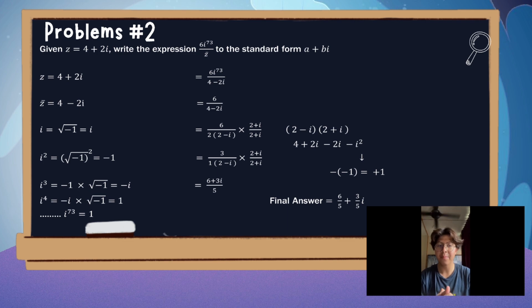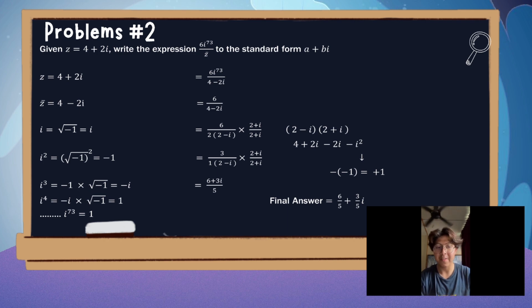Then we need to simplify i to the power of 73, since powers of i repeat every 4 terms, with i to the power of 4 equal to 1. Divide 73 by 4. The remainder is 1, so i to the power of 73 equals i. Then substitute i to the power of 73 equals i into the expression. This gives us 6i over 4 minus 2i.